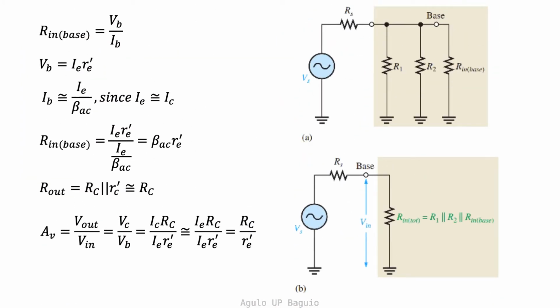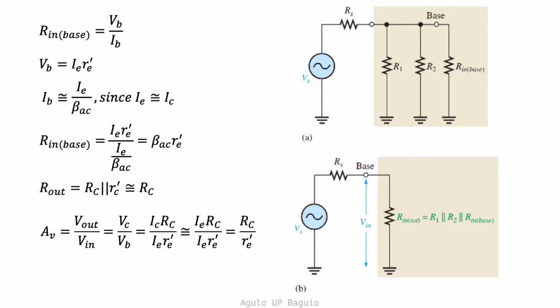What about the input base resistance? The input base resistance is just equal to the base voltage divided by the base current. The base voltage is defined in terms of the AC emitter resistance as shown. Since the collector current is approximately equal to the emitter current, then the base current can be expressed in terms of the AC beta parameter. We then use our new expressions for VB and IB to get the input base resistance. The input base resistance is simply the AC beta parameter multiplied by the AC emitter resistance.